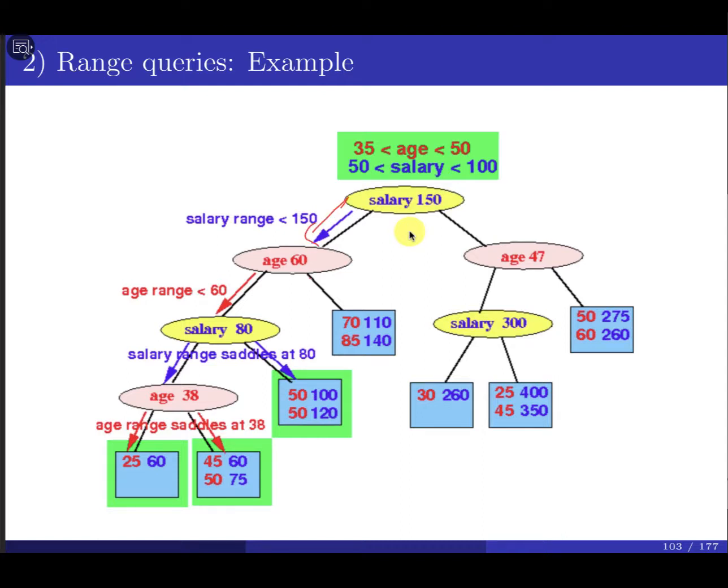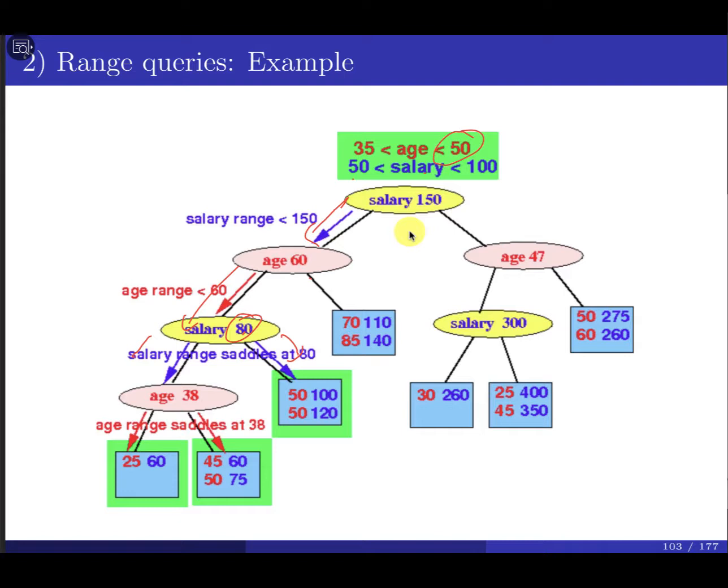Here for the age between 35 and 50, this is a predicate in the query. But I see the age here, and I know that it's completely contained in the left subtree. Less than 60, and the age's highest value is 50, so definitely I need to go to the left subtree. Here for the salary, the value they divide on here to left and right is 80. Anything less than 80 is going to be on this side, and anything greater than or equal to 80 is going to be on this side, the right subtree.